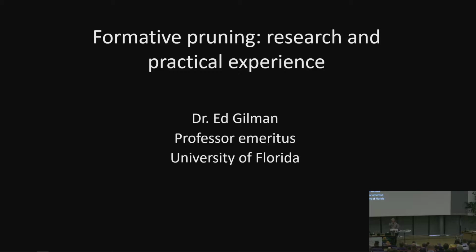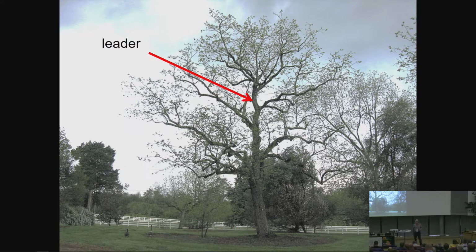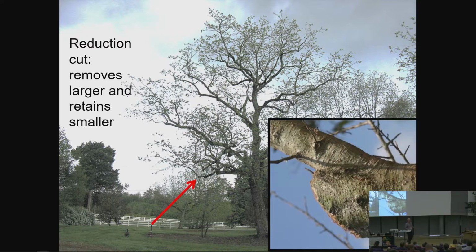But we will bring you up to date with some examples of things here. And in the States, we call this structural pruning, formative pruning here. So it's the same basic concept. So first, some definitions. The leader is that big thing in the middle. It's typically someplace in the center. It doesn't have to be. It could be any. It's bigger than everything else. That's the key factor. We're just in definitions now.